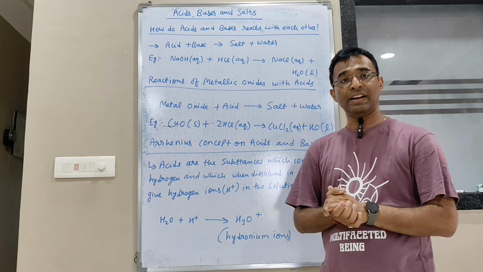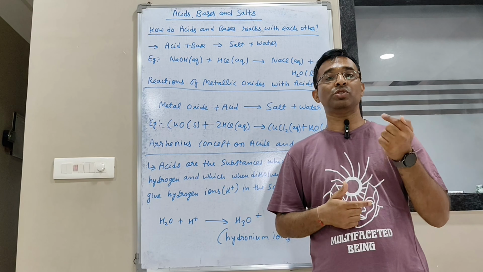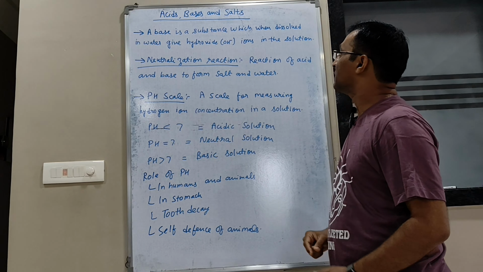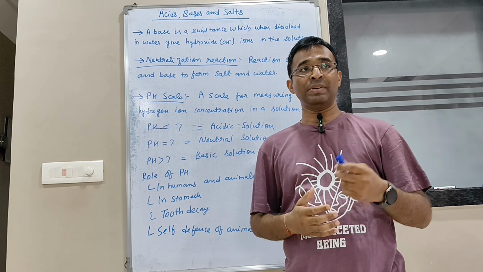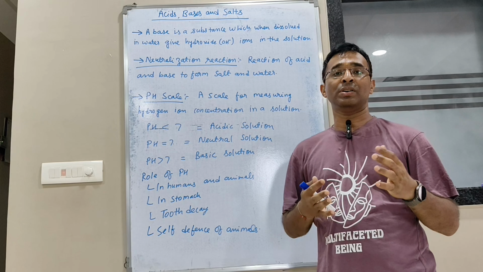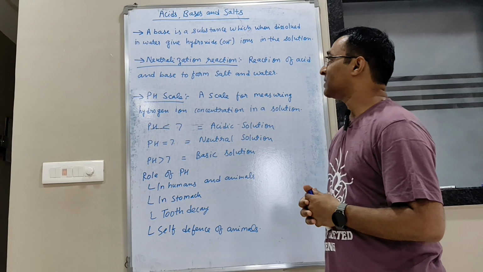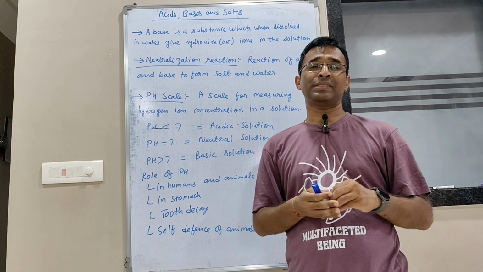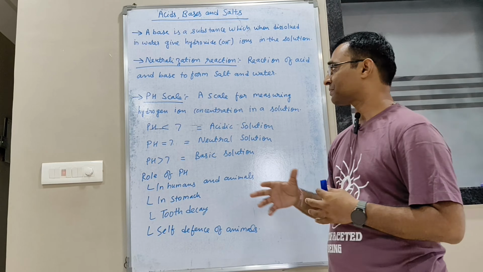This theory states that whenever an acid reacts with water, it generates H+ ions, and due to these H+ ions, it shows acidic behavior. Now, Arrhenius's definition of a base is a substance which, when dissolved in water, gives hydroxide ions in the solution. That means any substance which gives OH- ions when dissolved in water is considered to be a base. Now next, the neutralization reaction. This is the specific term used when an acid and base react to give salt and water. That reaction is known as a neutralization reaction.